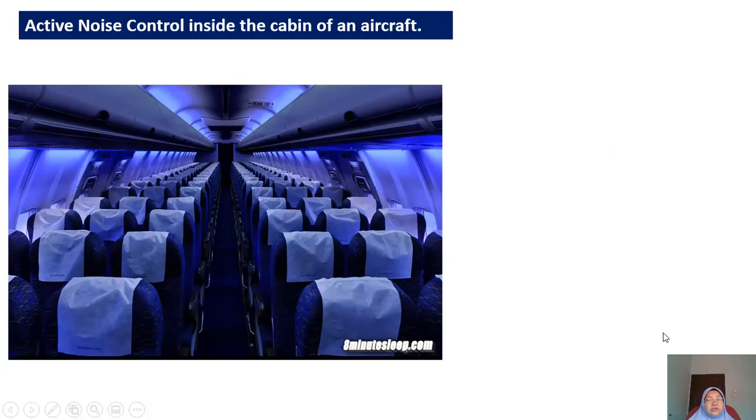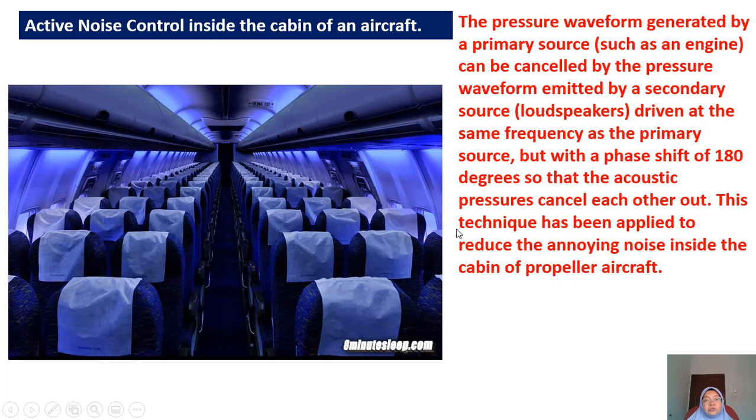Another one is the active noise control inside the cabin of an aircraft. If you are able to go into the cabin of the aircraft, it is very quiet with silence. This is because we have a system where the wave generated by the engine is cancelled, interfering destructively with another wave which is produced by the loudspeaker, which has the same frequency, but they are out of phase. So they cancel each other by destructive interference, and no noise, no amplitude. So inside the cabin is very silent.